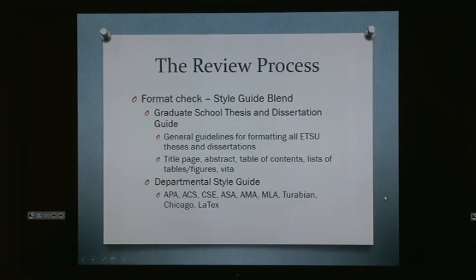So what I'm going to do in the review process, I'm going to do a format check, and I'm going to check for general things from the graduate school thesis dissertation guide, so general formatting, and then that the title page, the abstract, table of contents, lists of tables and figures, all of those examples have been matched. You've followed the flow of what we asked you to do. And then I'm also going to look at, I have a general knowledge of these citation styles per your discipline. So I'll be checking to make sure you followed those as well.